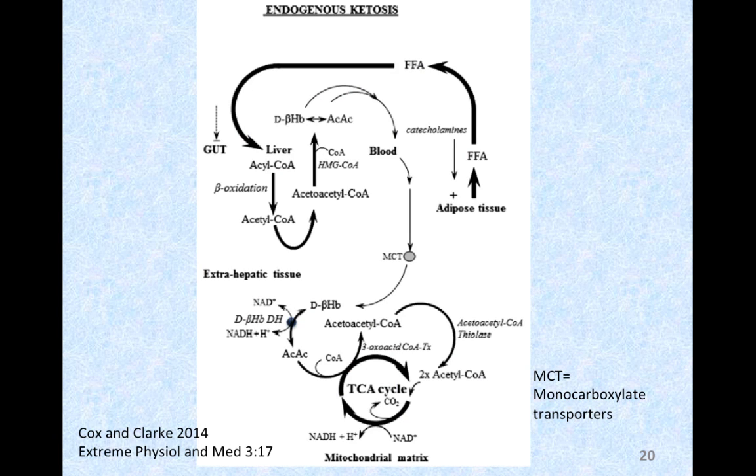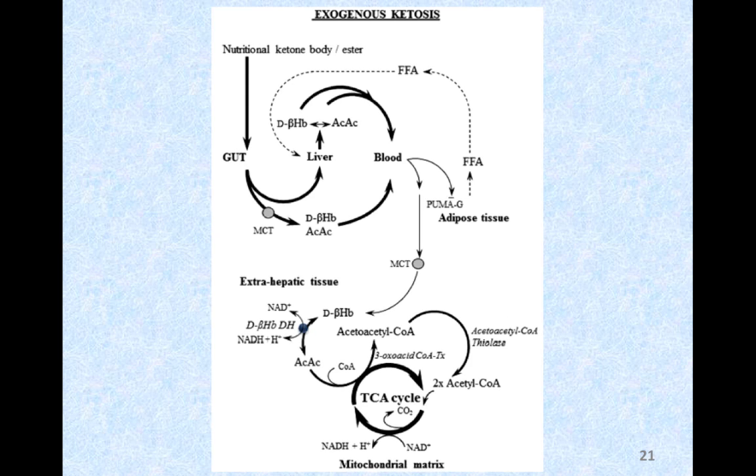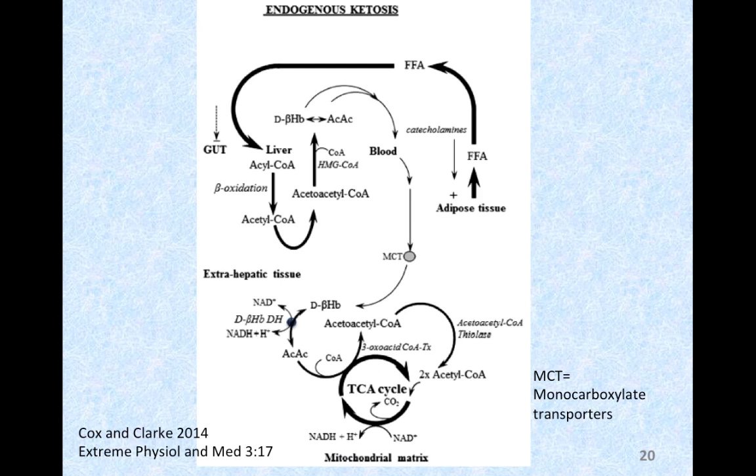So let's look at this. So here's an overview of endogenous ketosis. So in other words, starvation, potentially diabetes, or significant curtailment of carbohydrate intake. Here's endogenous ketosis. We're going to compare that to exogenous. Okay? In the exogenous, this is when the individual is actually consuming ketones. This one is the ketones are accumulating from their own endogenous synthesis.